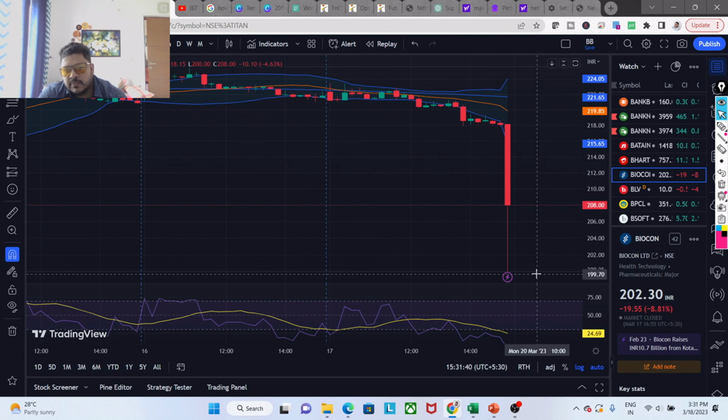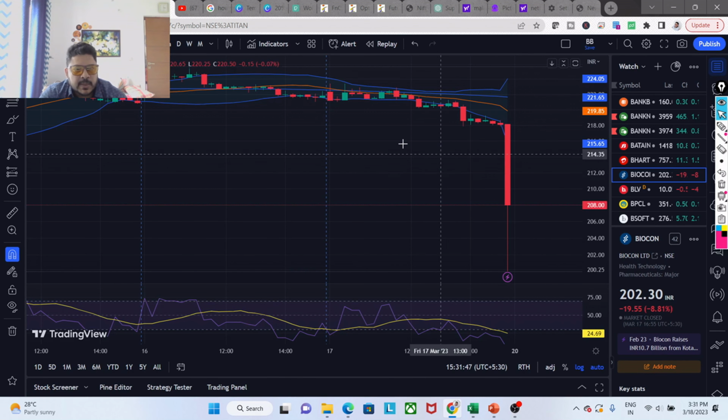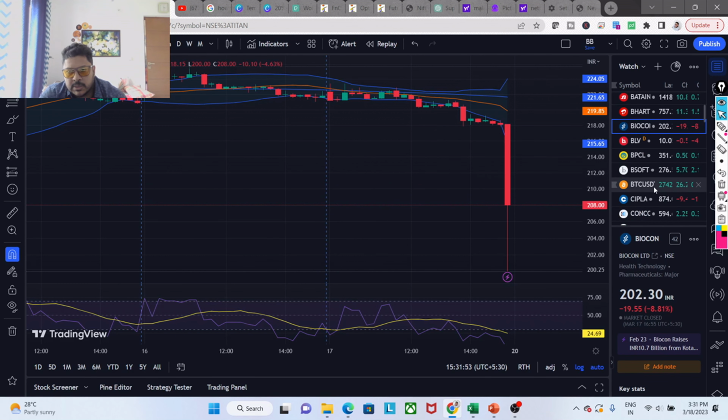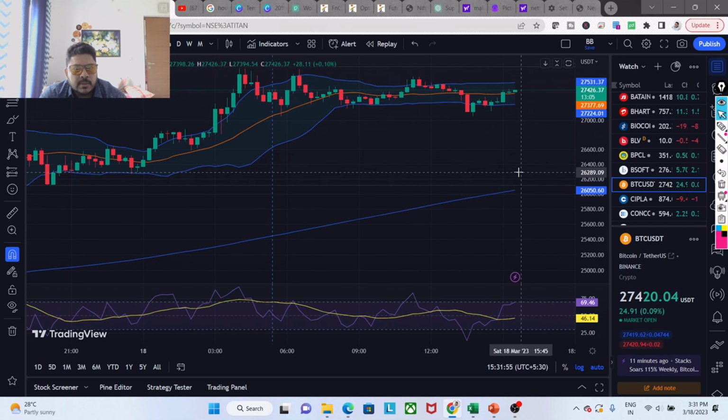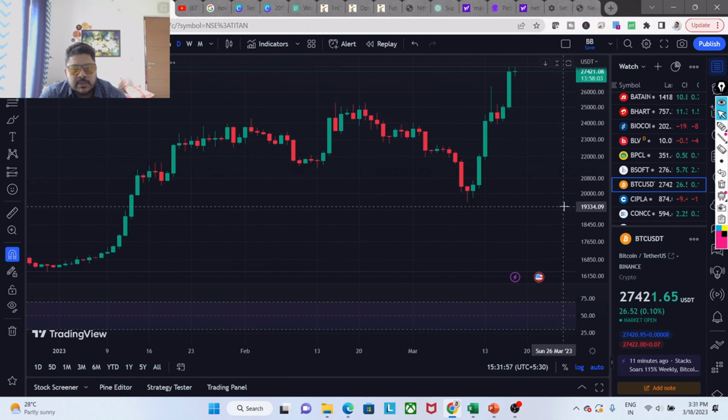So any sudden fall, if people wanting to do a short trade have taken it at 200, immediately it has come back to 208, and a lot of people would have exited. So this is something that is happening on this. Let's look at Bitcoin. Let's look at the daily chart.